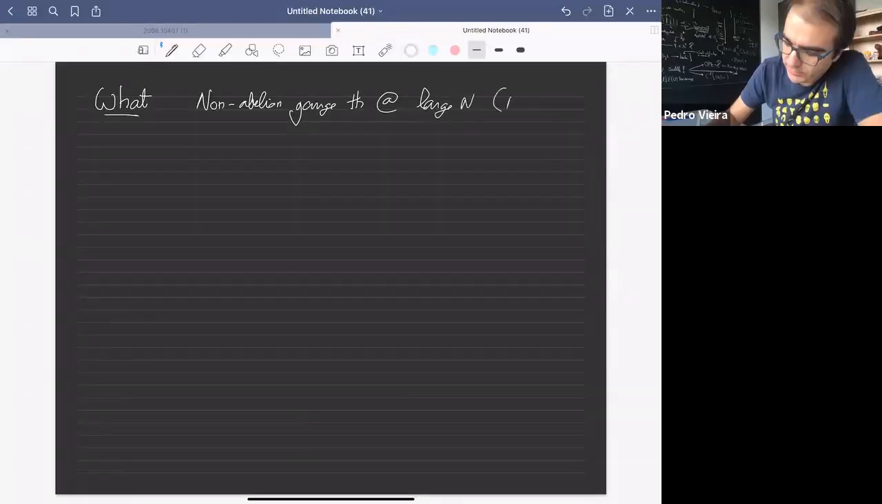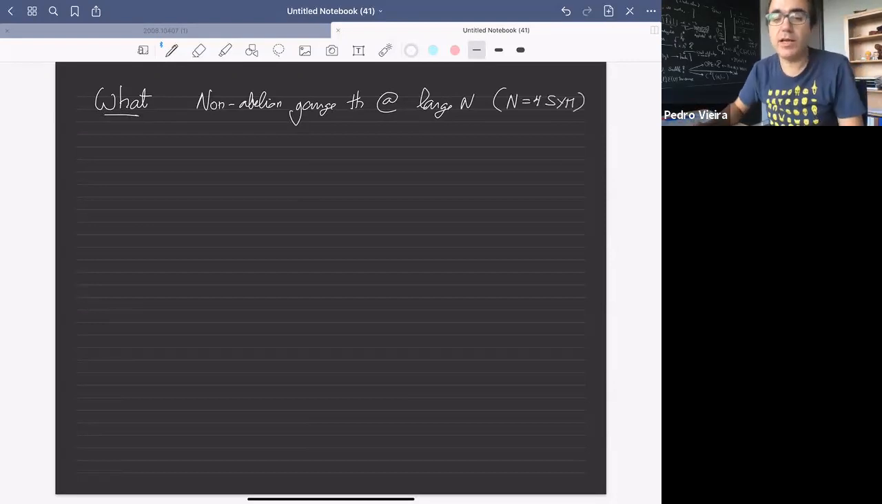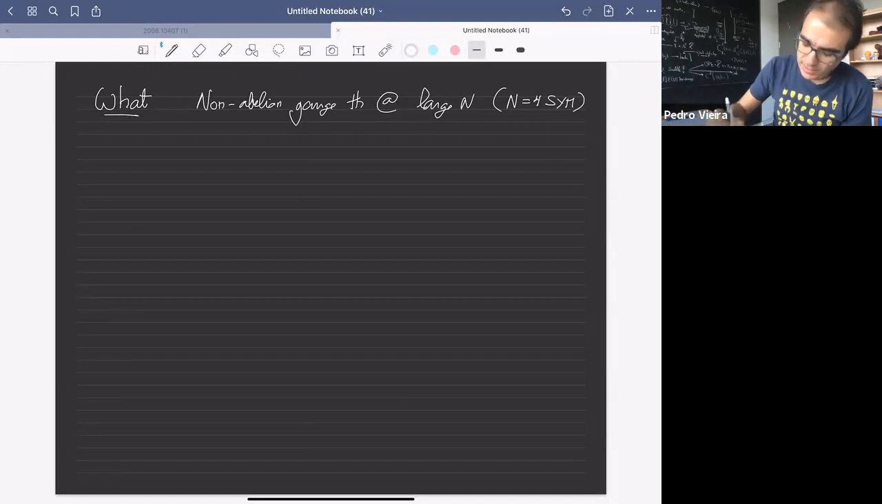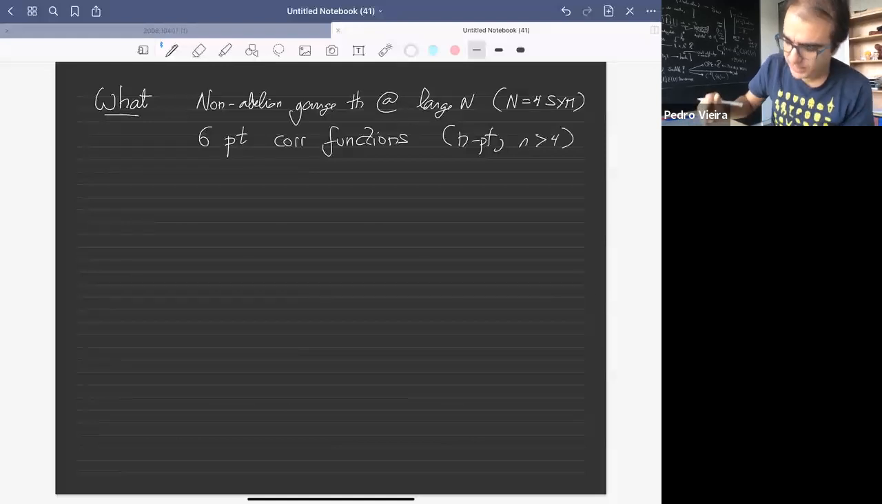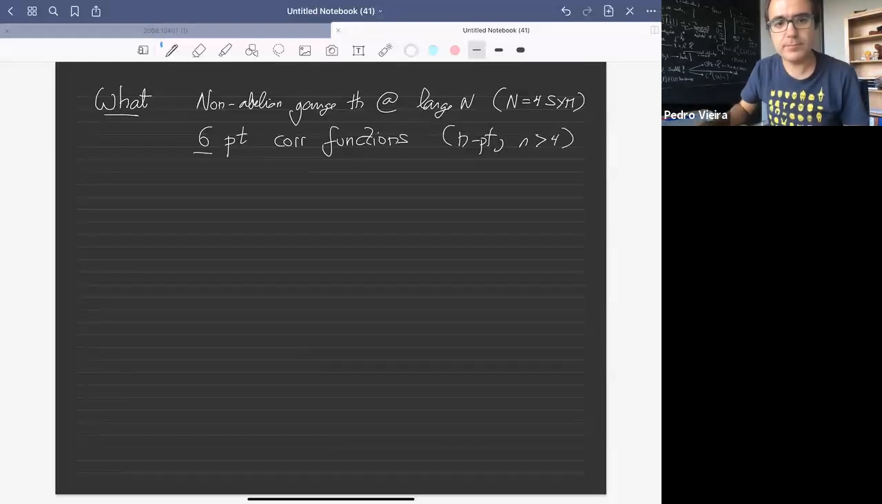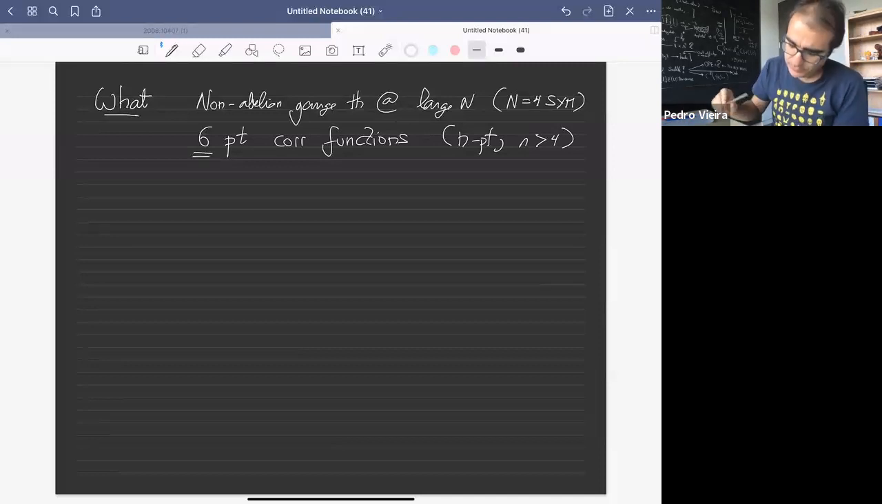Of course, one is N equals 4 super Yang-Mills, and part of this discussion will apply to N equals 4 super Yang-Mills only, and part will be very general. And then, in this non-abelian gauge theory, we will consider, for example, a 6-point correlation function. More precisely, we do n-point where n is bigger than 4. But for concreteness, say 6. Okay? So we take a 6-point correlation function.